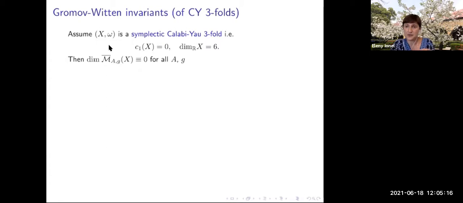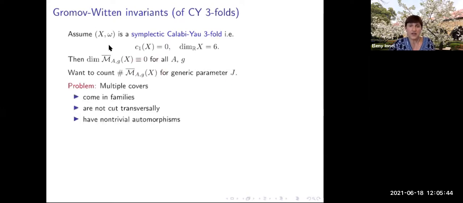the expected dimension of the moduli space of genus g curves representing a homology class A, which are J-holomorphic, this is always zero dimensional, independent of the genus and the homology class. So all these J-holomorphic map moduli spaces are zero dimensional. Okay, so one could count. What we would like to count is the number of such maps for a generic parameter J. Unfortunately, as many of you know, there is a problem with multiple covers.